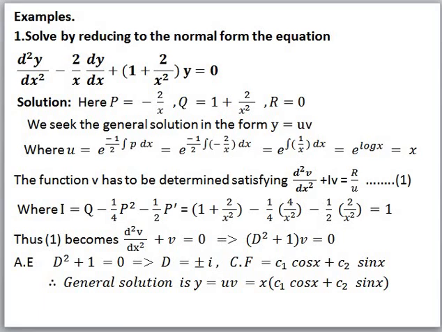That implies capital D square plus 1 into v is equal to 0. Auxiliary equation D square plus 1 equal to 0, that is D square equal to minus 1. Therefore D is equal to plus or minus square root of minus 1, which is plus or minus i. So the complementary function is c1 cos x plus c2 sin x. Therefore the general solution is y is equal to uv, that is u is x, v is c1 cos x plus c2 sin x.